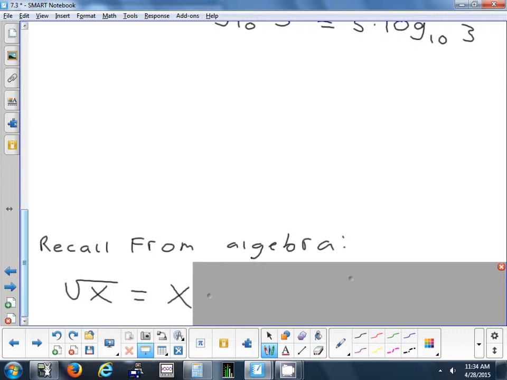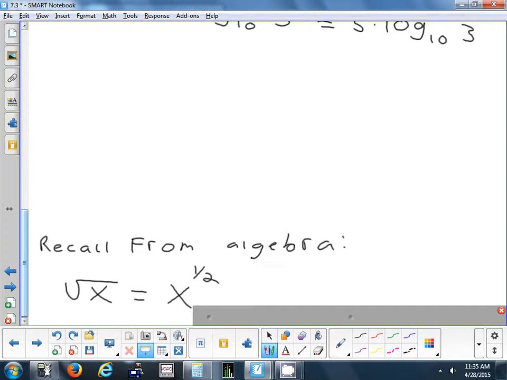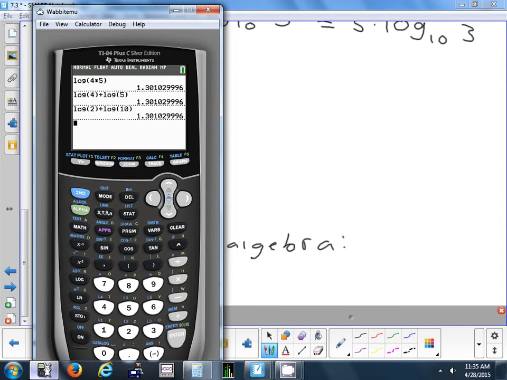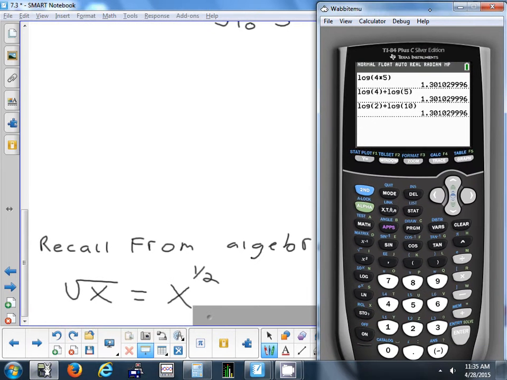Well, start with square root. When you think square, like square root, what number do you think of? Jimmy? 2. Yeah, it has something to do with a 2. It's not raised to the 2, though. It's raised to the 1 over 2. That's something you need to remember from algebra.